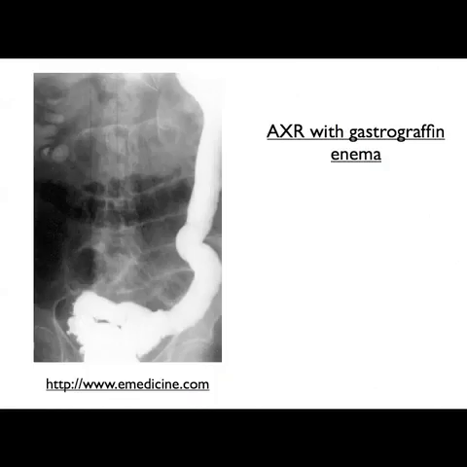And here's an abdominal x-ray with a gastrographin enema, as we said. So you can see it coming up through the rectum, then around the sigmoid, and then up. And I think there's probably an obstruction around the splenic flexure. But that's just an idea of what one of these things looks like.